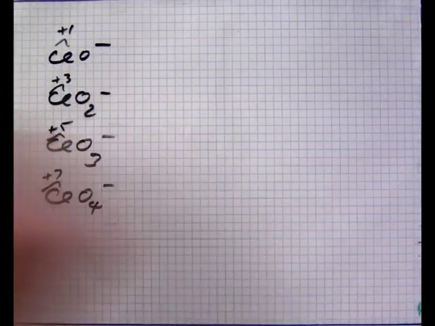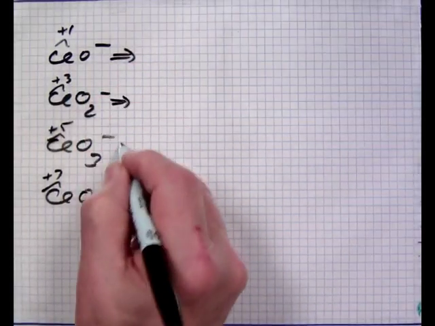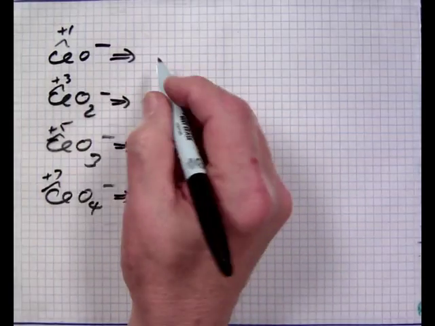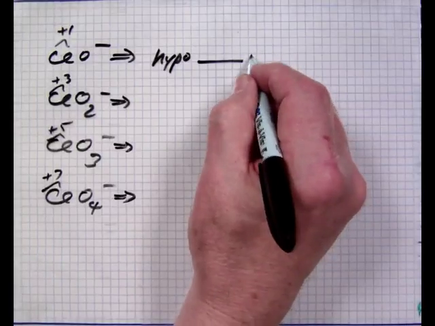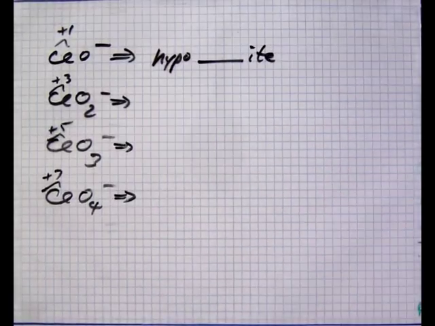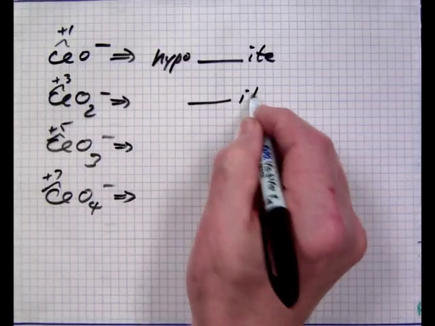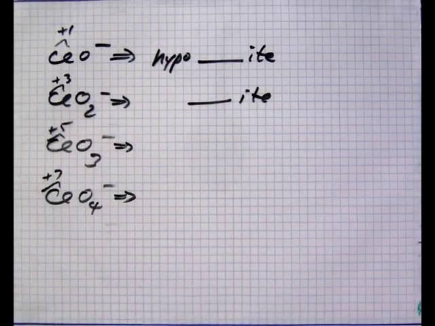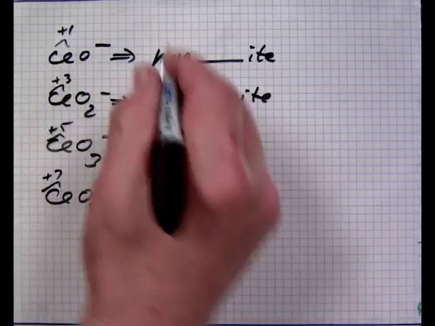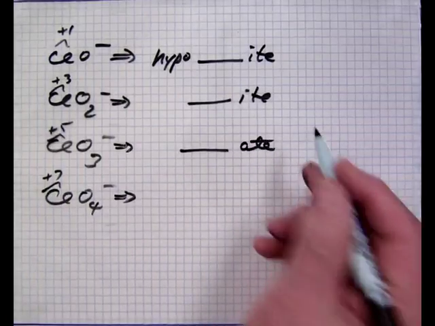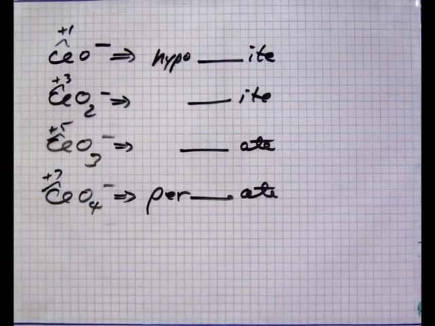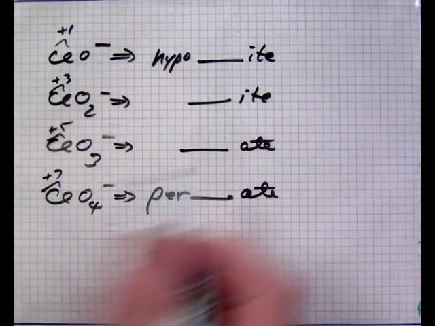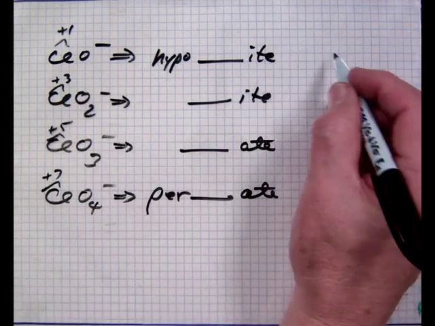When you have a series like this, the nomenclature is defined by rules to be a hypo-blank-ite, or a blank-ite for any structure that shows up with an oxidation state of +3 hooked to an oxygen. And this one is a blank-ate. And this one is a per-blank-ate. And that's what you'll see in a book full of rules. And so all you've got to do is look at this.